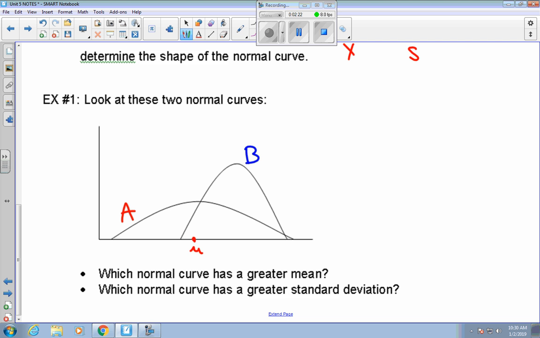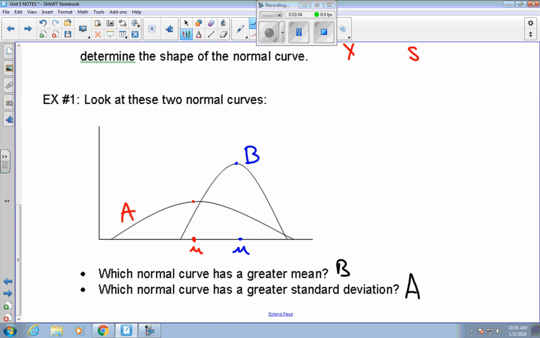It's at the highest point. A looks to have the highest point right there. B has its highest point right here. Therefore, the mu of B would be located around there on your x-axis. Now, which curve has a greater mean, A or B? B. So B has a greater mean. Which normal curve has a greater standard deviation? A has the greater standard deviation, because it spreads out more with the standard deviation.